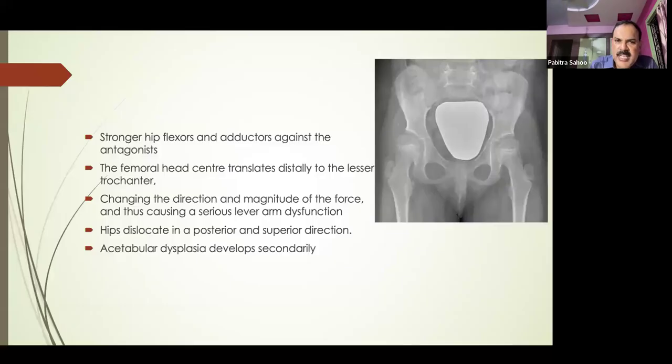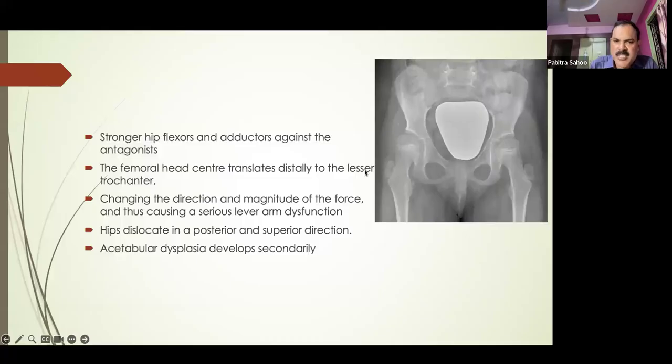So in these CP children, strong hip flexors and adductors act against the weak hip extensors and abductors, which are in a disadvantaged position. That gives rise to more action of the hip flexors and adductors, which favors subluxation. The femoral head center dislocates distally and toward the greater trochanter. The direction and magnitude of force change, causing serious hip dysfunction.